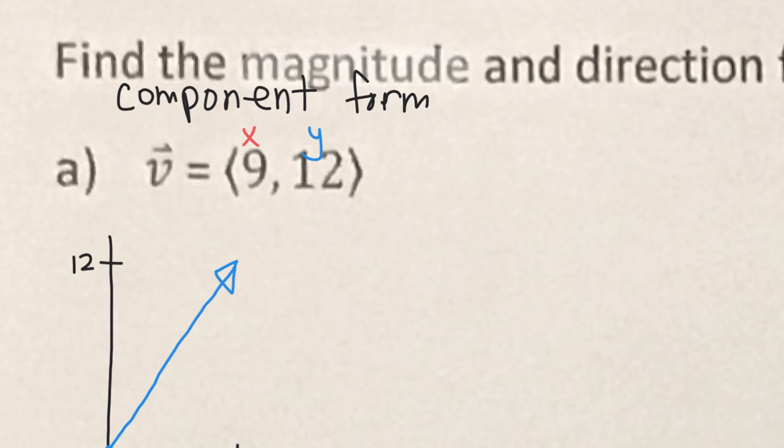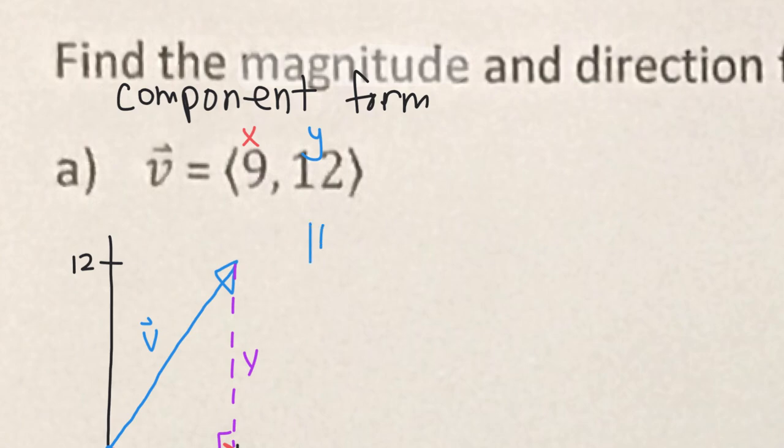So now that we've seen it, let's figure out the magnitude. So in other words, the length of this line. So this is vector v. We're going to use the x coordinate, and we're going to use the y, because these are now legs of a right triangle. And anytime we have a right triangle, we're trying to find the hypotenuse, we can use the Pythagorean theorem.